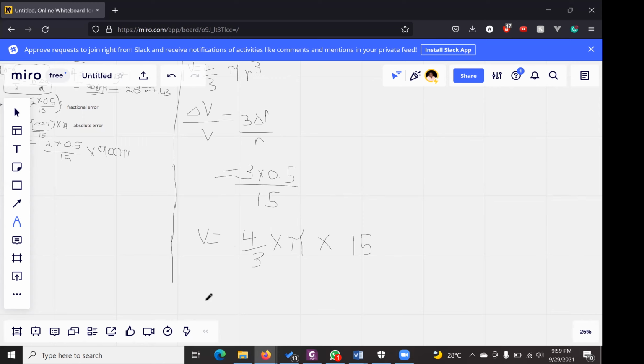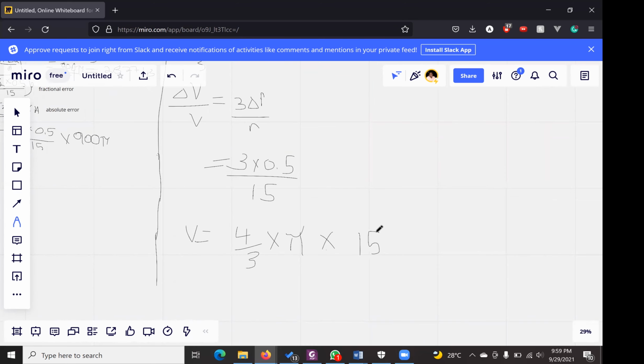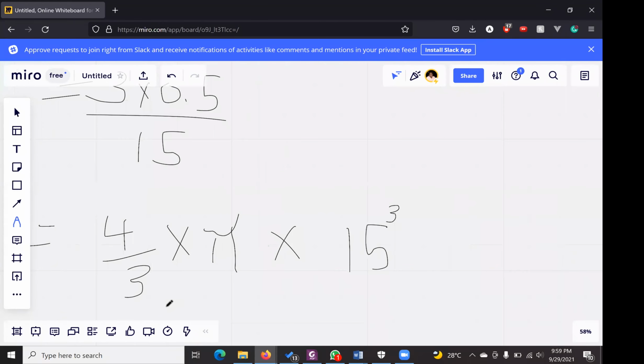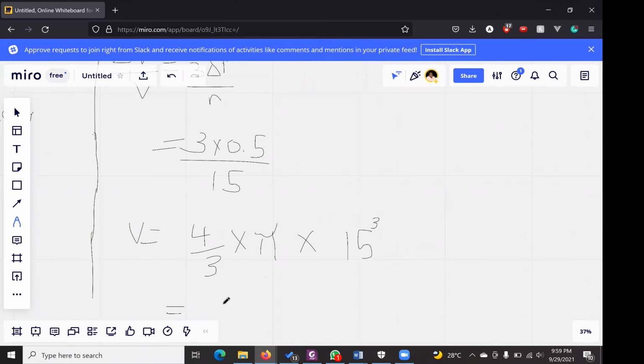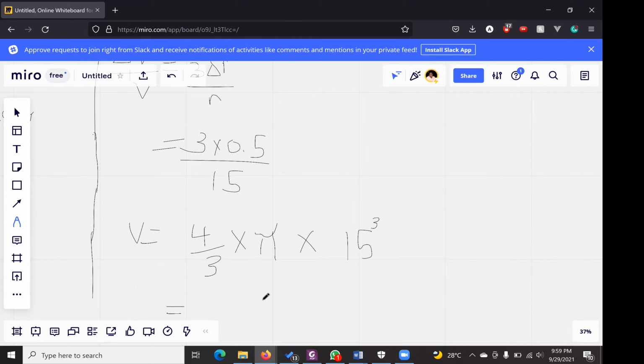What I'm going to do right now. Just give me a second. That's for the volume. 15 cube, I would assume. All right, you mind starting over this one? The volume.